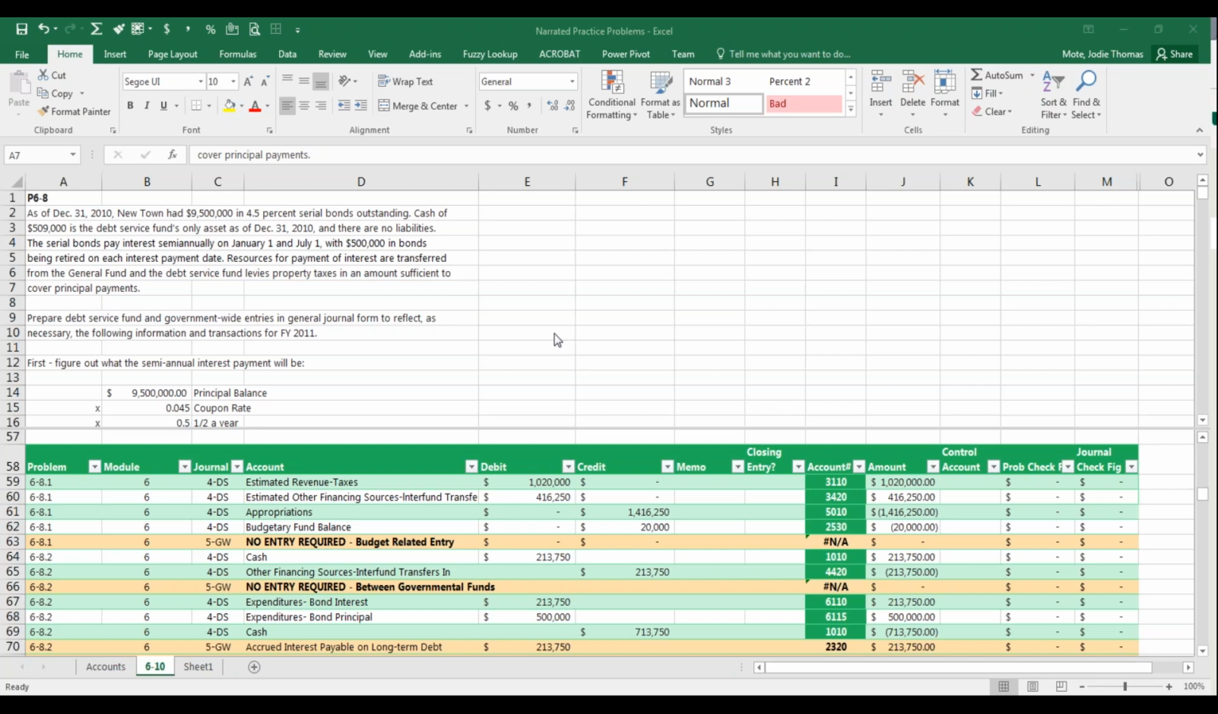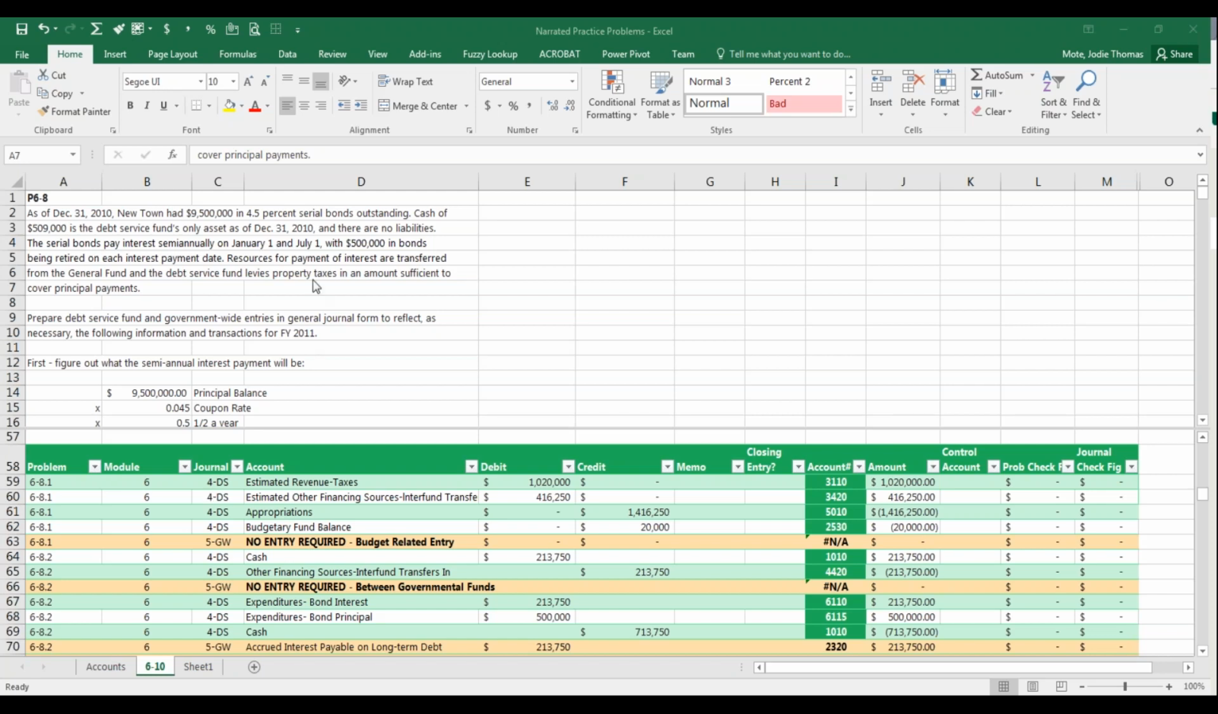Okay. So Newtown had $9.5 million in 4.5% serial bonds outstanding, as of 12/31/2010. They had cash already of $509,000, and it's the only asset, and that was put there to cover the first principal payment. There aren't any liabilities. The serial bonds pay interest semi-annually on January 1st and July 1st, with $500,000 of bonds being retired on each interest payment date.